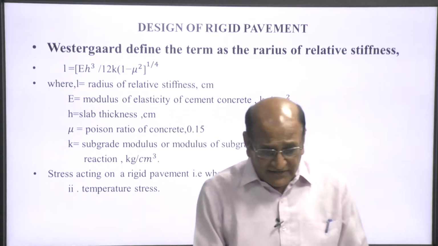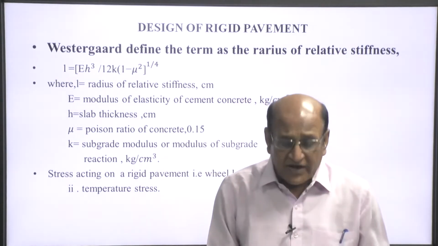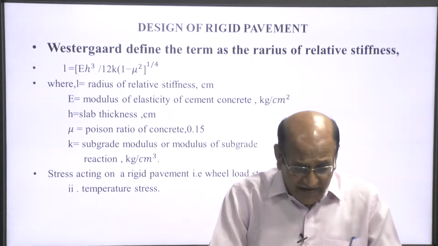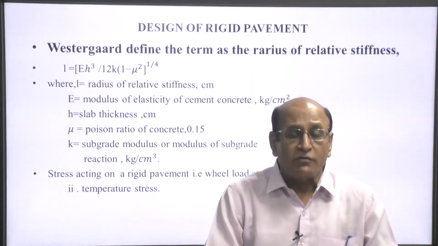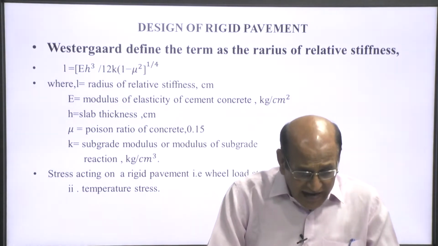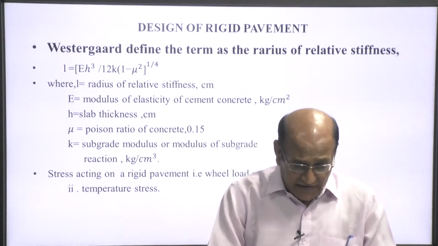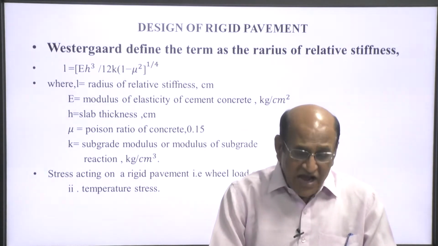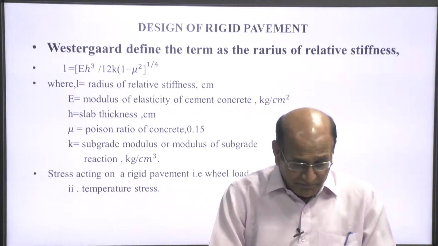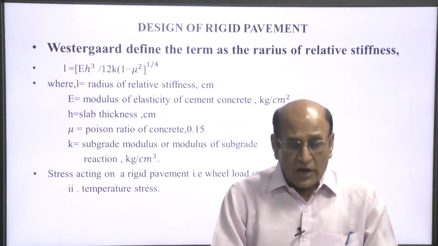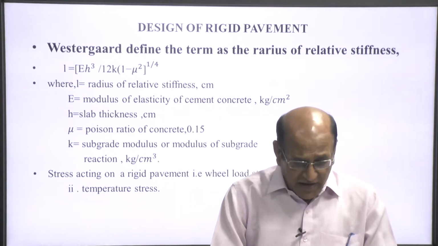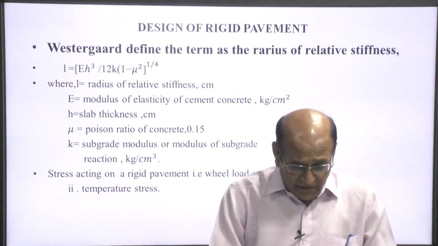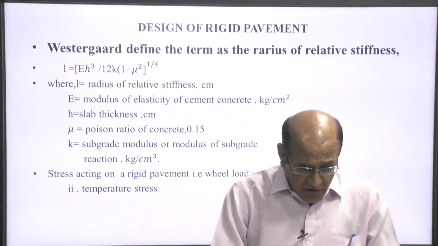So, Westergaard defines the radius of relative stiffness L is equal to [E h cube divided by 12 K (1 minus mu square)] to the power 1 by 4, where L is the radius of relative stiffness in centimeter, E is the modulus of elasticity of cement concrete in kg per centimeter square, H is the slab thickness in centimeter, mu is the Poisson's ratio, which is taken as 0.15, and K is the modulus of subgrade reaction, that is kg per centimeter cube.